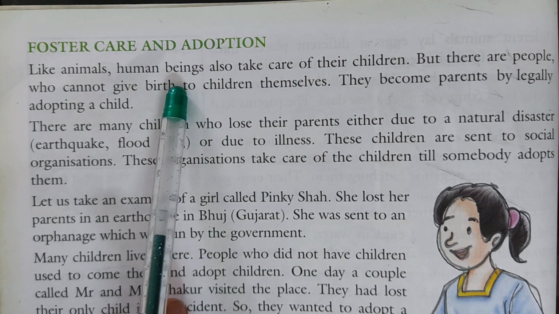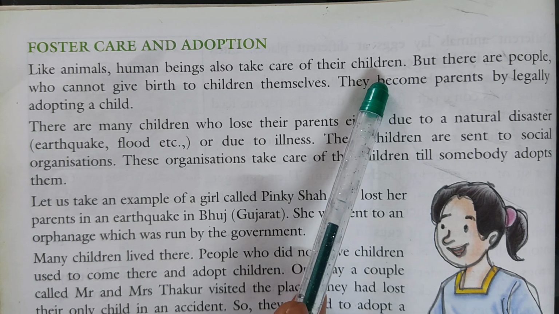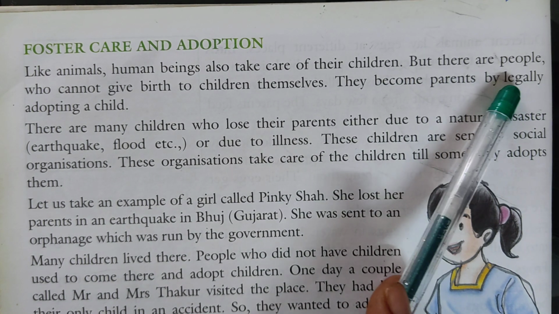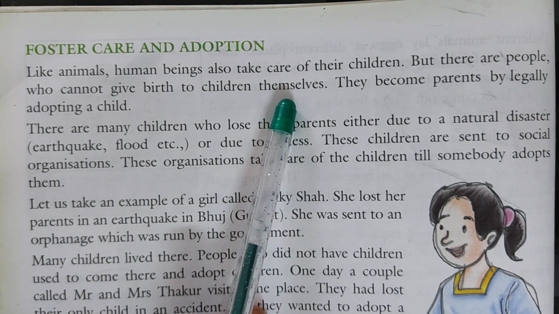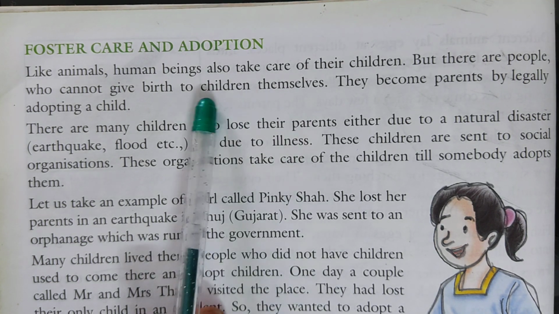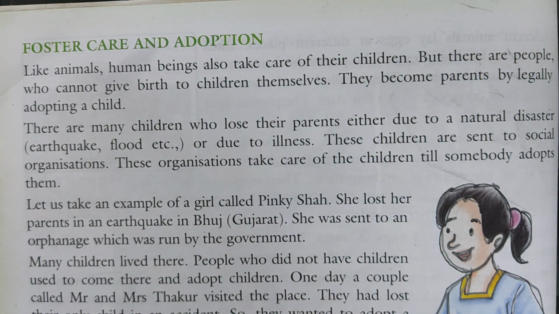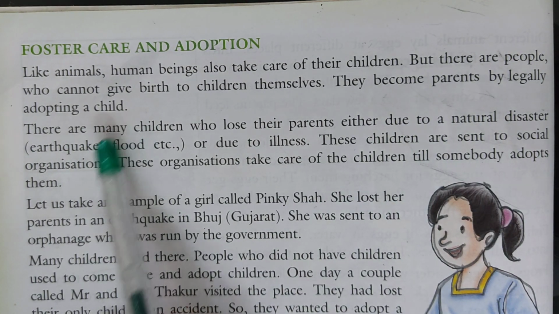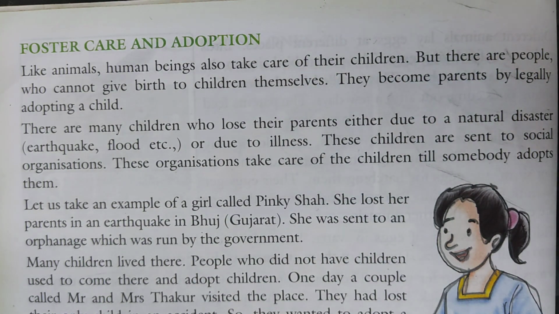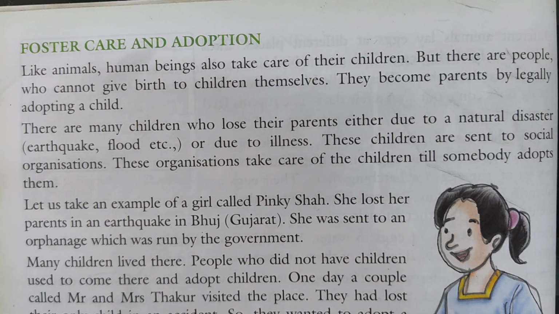Like animals, human beings also take care of their children. But there are people who cannot give birth to their children themselves. There are many people who can't give birth to their young one. Yes, they become parents by legally adopting a child. So what are they doing? They don't have a child, so they are legally adopting a child.